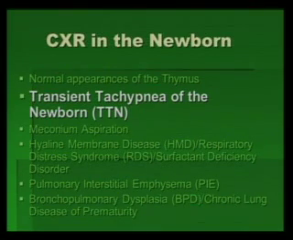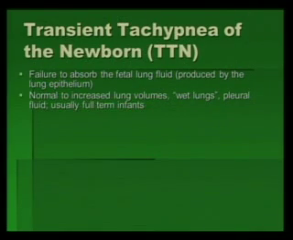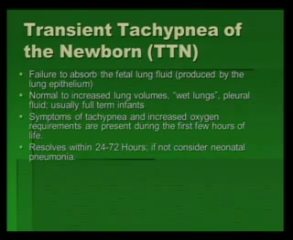Transient tachypnea of the newborn, like I said, is the most common cause of respiratory distress in the full term. It's due to failure to absorb the fetal lung fluid produced by the lung epithelium. These patients will have normal to increased lung volumes. It will look like they're in pulmonary edema. There'll be pleural effusions. There'll be fluid in the lungs and the interstitium. And like I said, it's usually full-term infants. They'll have tachypnea and increased oxygen requirements present during the first few hours of life. It's called transient because within 24 to 72 hours, it should go away.